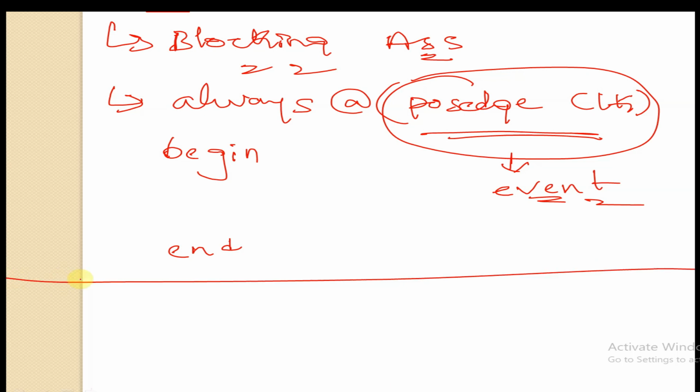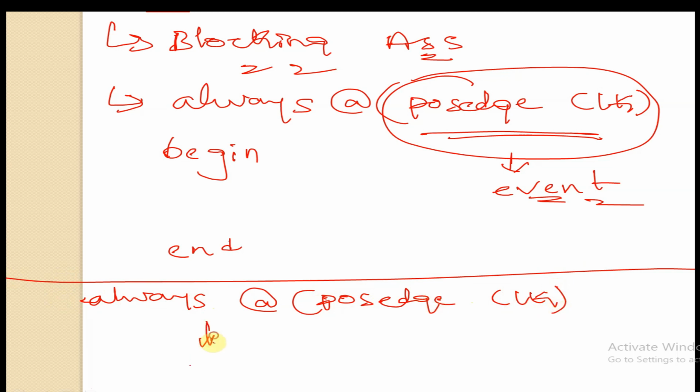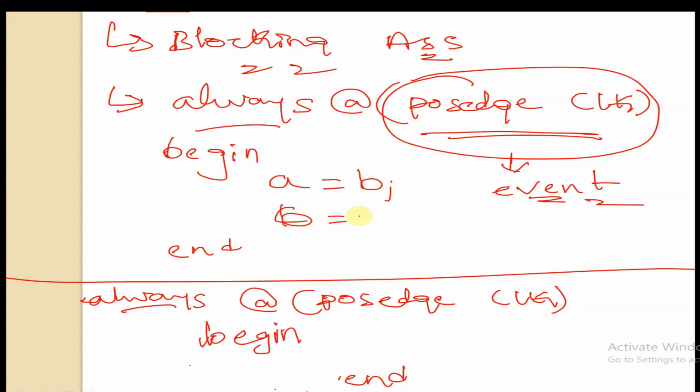And we have another always block, always @(posedge clock). So this also starts at the passage of clock, and this block also will be activated at the passage of clock, begin and end. So there are two always blocks here, and I'm using blocking assignments. Here I'm assigning A = B, so this is a blocking assignment, and here I'm assigning B = A.